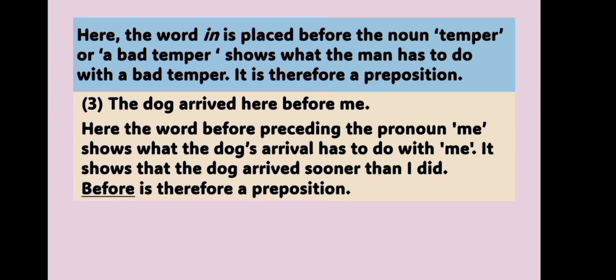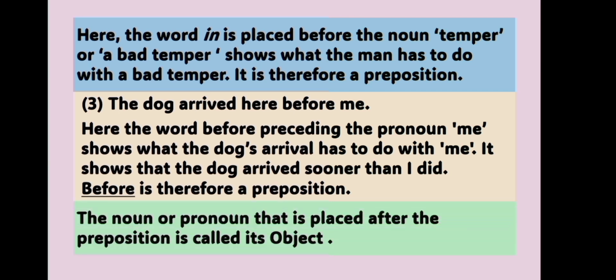Number 3. The dog arrived here before me. Here the word before, that is preceding the pronoun me, shows what the dog's arrival has to do with me. It shows that the dog arrived sooner than I did. Before is therefore a preposition. The noun or pronoun that is placed after the preposition is called its object.